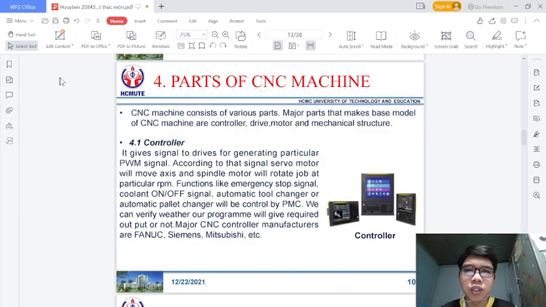4. Parts of a CNC machine. A CNC machine consists of various parts. The major parts that make the base of a CNC machine are the controller, drive motor, and mechanical structure.